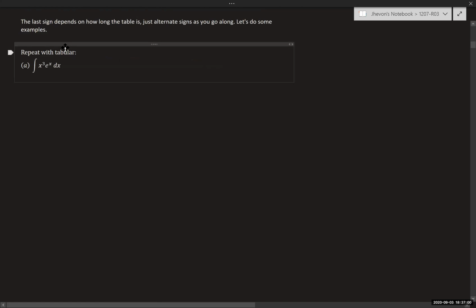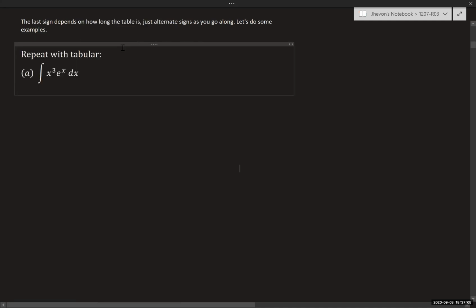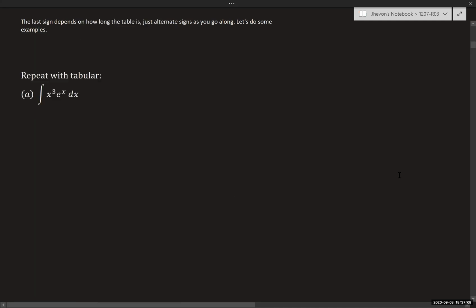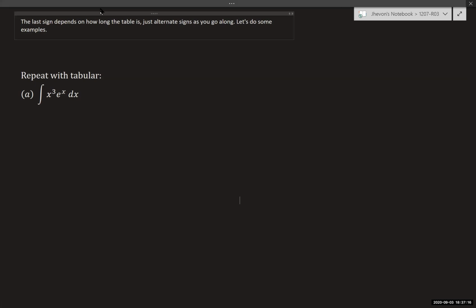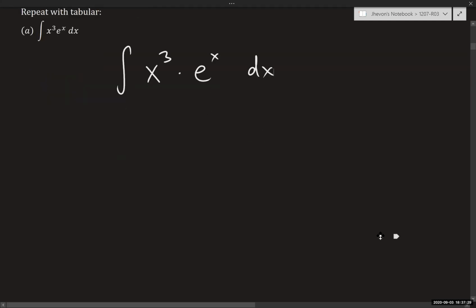All right, so let me do an example so you can see this method in action, because just me describing it in words might be a little bit confusing. So I'm going to compute this with the tabular method. So how would that actually look? We've done this already, so I'm not going to spend a long time on it, but here's how it would look with the tabular method. The integral of x cubed e to the x dx. Again, I would have concluded that I want to use integration by parts on this, and if I want to use the tabular method, I would just draw a table.